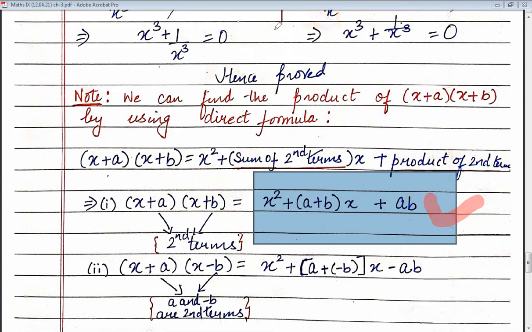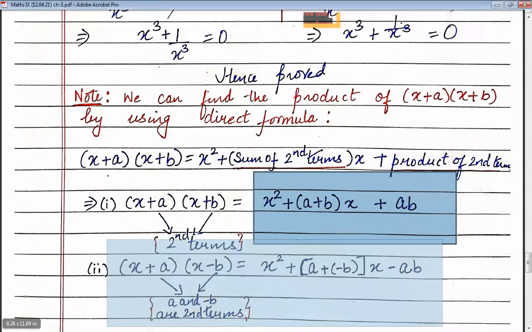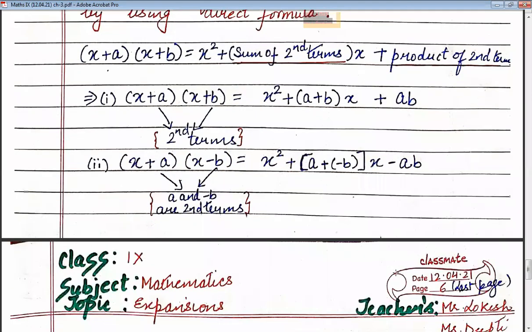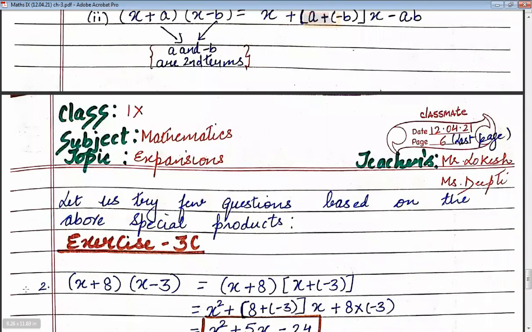And similarly, if you're dealing with the minus sign, let's have a look. In this, x plus a times x minus b is equal to x square plus the sum of the second two terms, you have a and minus b. So you will write a plus minus b times x, and then the product of the two terms. So a into minus b will be minus ab. Okay, children. So this you can use in your questions.